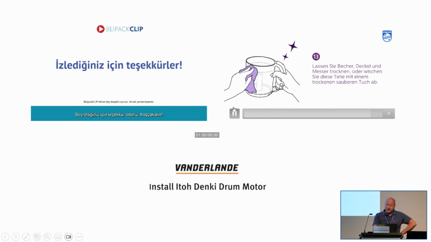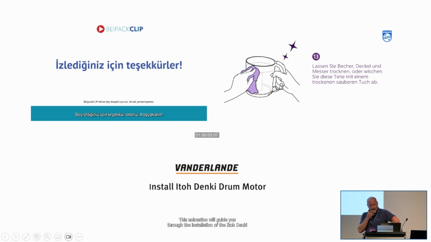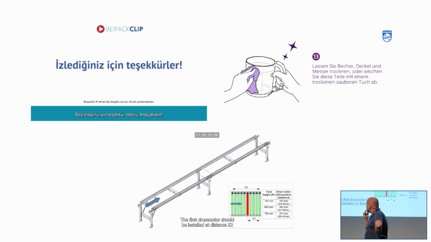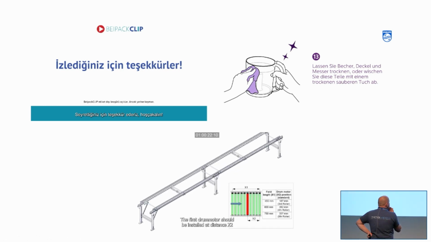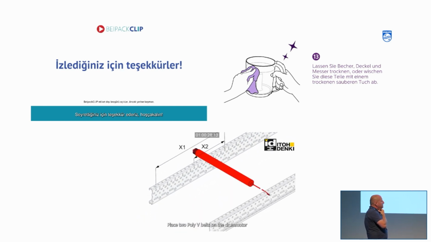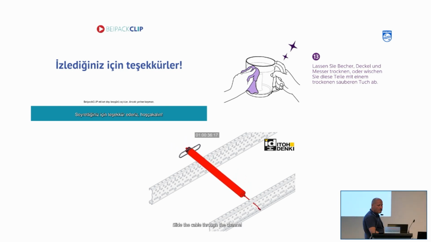So that's another sample. And last but not least, Van der Lande, B2B content. This animation will guide you through the installation of the Ito Denki drum motor and slave rollers. The first drum motor should be installed at distance x2. CAD files. Some zooms, a little bit of animation sometimes. Place 2 poly V belts on the drum motor. Quite technical. Mount the drum motor into the frame. Slide the cable through the channel.